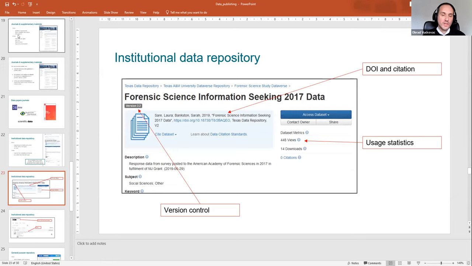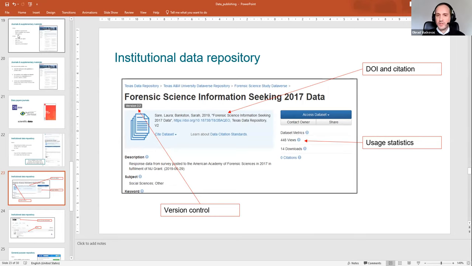Yeah, and also if you don't have an institutional data repository, maybe you can use your institutional repository, but make sure it is aligned with all the necessary standards for machine readability and for communication protocols and all.